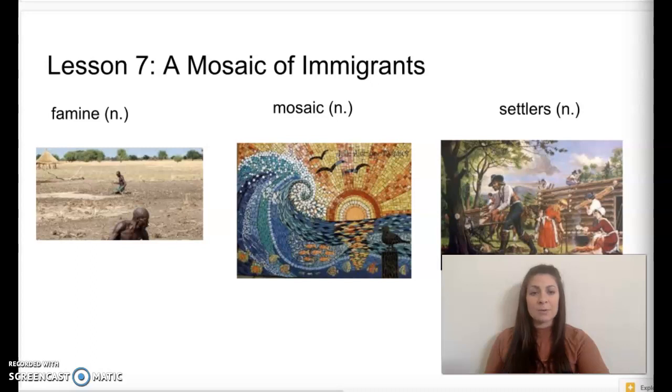Our last vocabulary word is the word settlers. Say settlers. Settlers are people who make their homes in a new place.